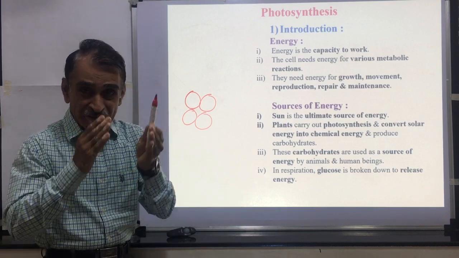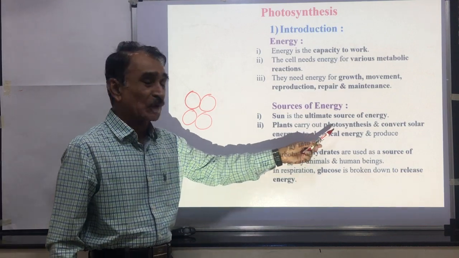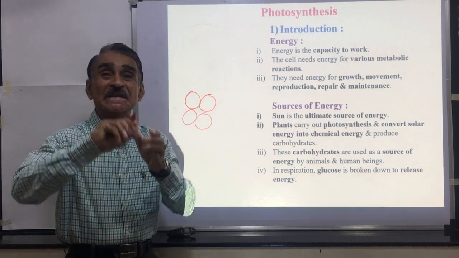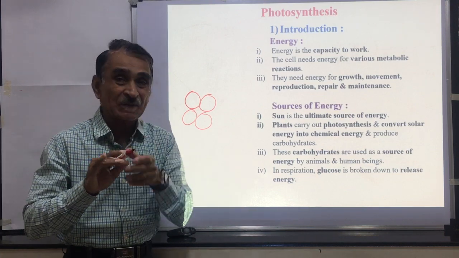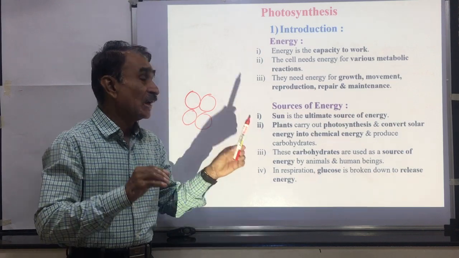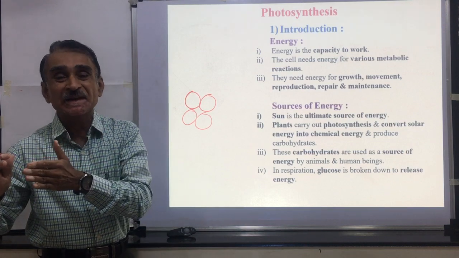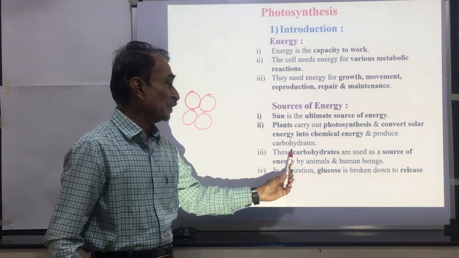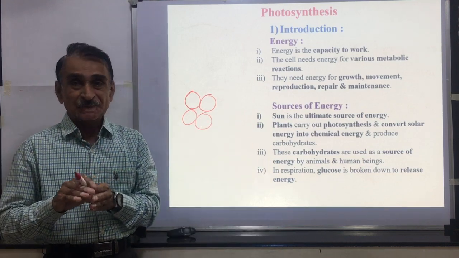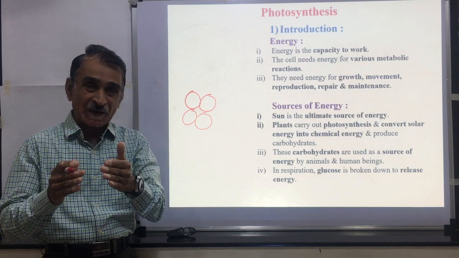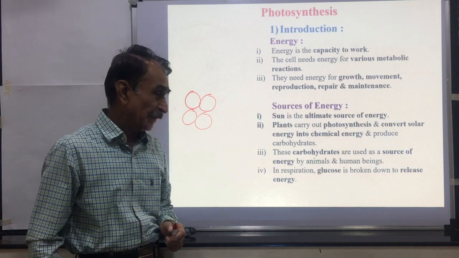From the sun, energy is captured and used for various activities. Plants carry out photosynthesis and convert this light energy into chemical energy in the form of carbohydrates. In the process of photosynthesis, what happens? Green plants absorb light energy, convert it into chemical energy and produce carbohydrates. These carbohydrates are used as a source of energy by animals and human beings.